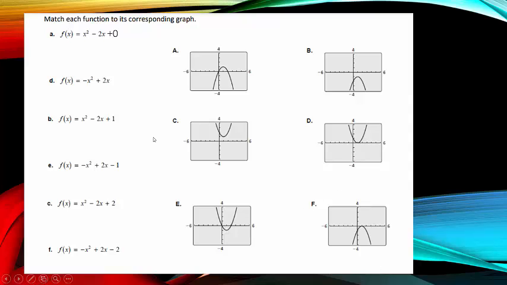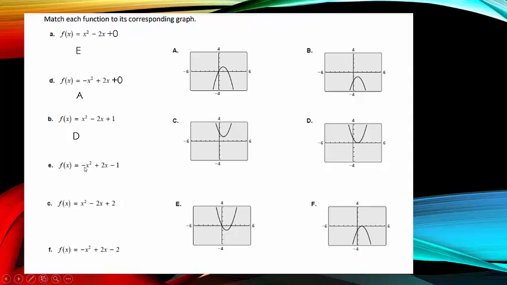So it looks like it would have to be graph E. Almost the same thing with the next function, only it's a frowning face, but the y-intercept is still 0. So if you look for a frowny face whose y-intercept is 0, you'll find that that is letter A. Then we have a smiley face whose y-intercept is 1. So it looks like that will be letter D.